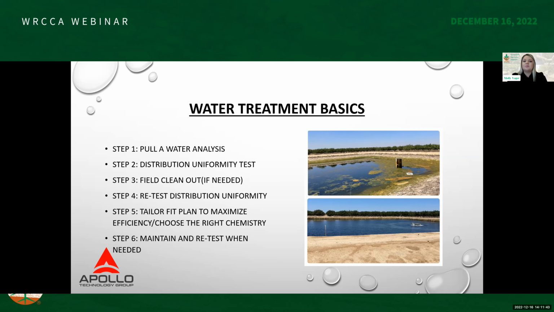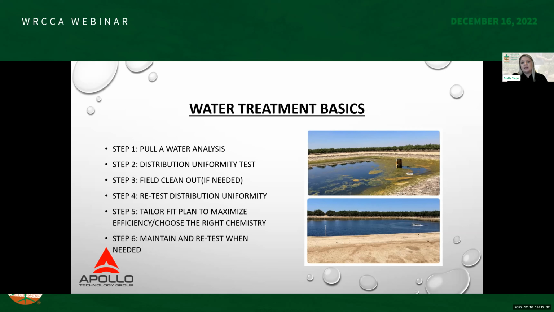Next would be to tailor fit a plan to maximize efficiency, and by doing this you're going to help choose the right chemistry. Water analyses are all different, and water treatment is not one size fits all. It's definitely a tailor fit program, so make sure whoever you're choosing to work with is doing a tailor fit program for your water.